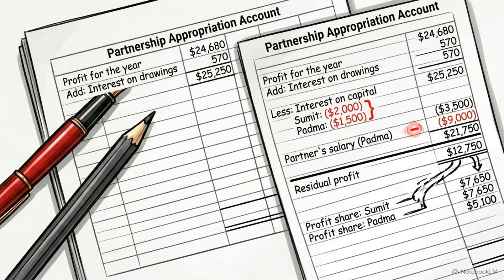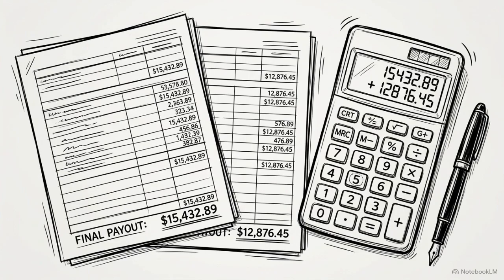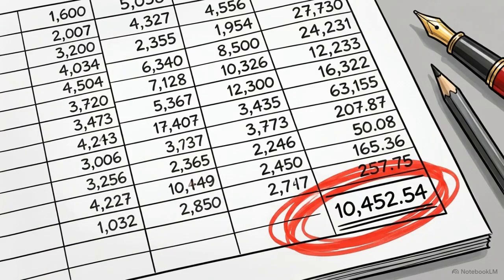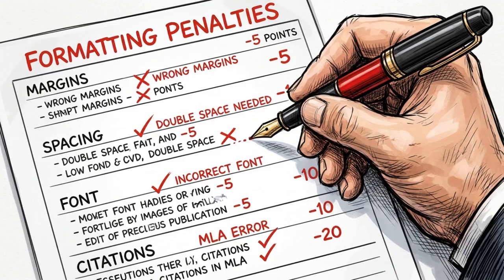Finally, we divide this residual profit between the partners based on the profit-sharing ratio they legally agreed to when forming the business. Handling the math in this sequence ensures every partner is fairly compensated for their specific individual contributions first, before the general leftover profit is split. Having the math right is necessary, but a mathematically correct account will still lose major marks if you break the formatting rules examiners look for.